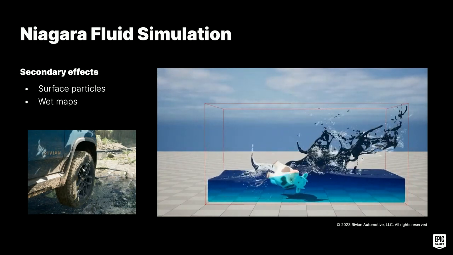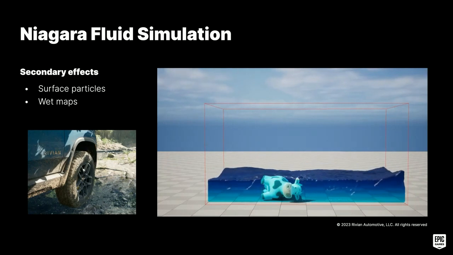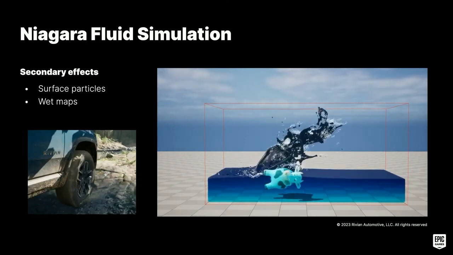Here we see an example of a secondary particle adding a whitewater effect to the surface of the fluid. Also, within the demo, you will see trails of water that are left from the tires as the vehicle leaves the pond.